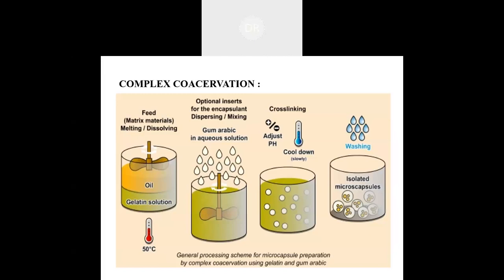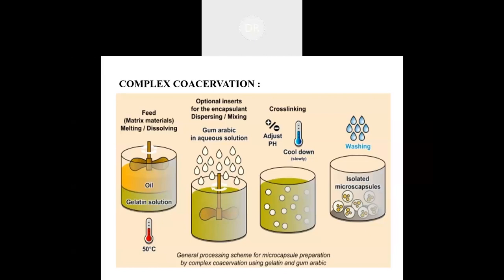And again, if you want to use another wall material, that is gum arabic, both materials are placed with the emulsion, and some cooling is carried out. So you will get a suspension of the microencapsules, which are then washed to get the microencapsules.